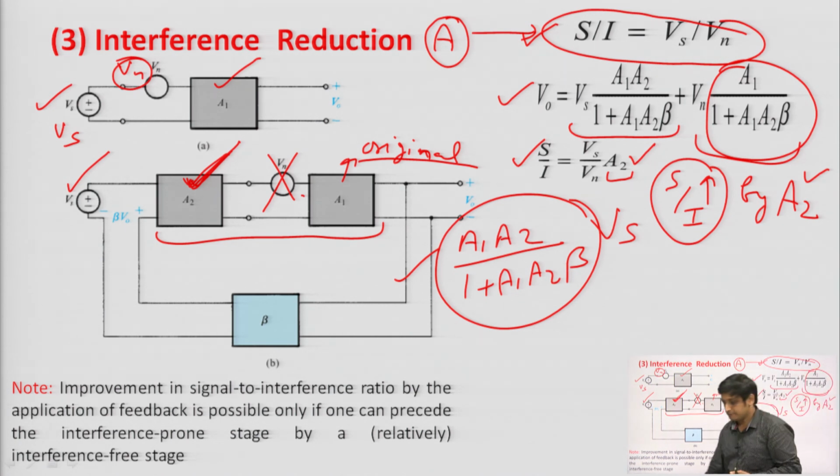So, there are 5 properties at the starting which I have discussed for negative feedback. Out of 5 properties, in this class I have discussed 3 properties, and the remaining 2 properties I will discuss in the next class.